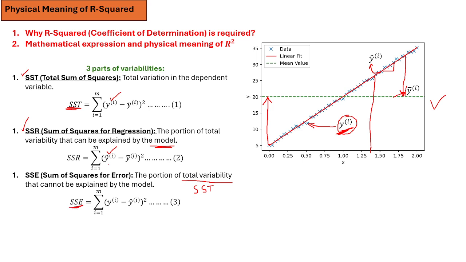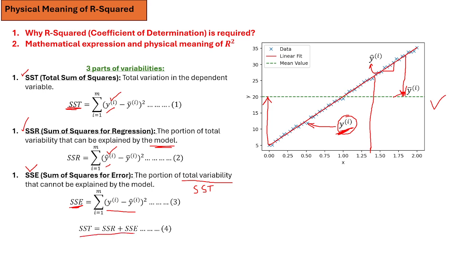So as I said, how different these two values, the predicted value and the actual value, are is basically the measurement of the SSE, or the sum of squares for error. And from the definition, we can understand that SST, or the total sum of squares, is actually the summation of these two.